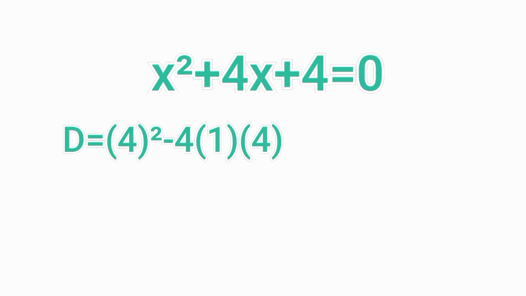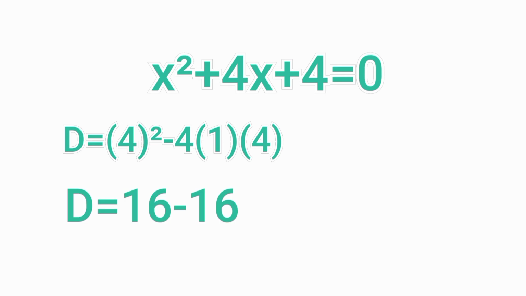D equals b, in this case 4, squared, minus 4, and a is 1 and c is 4. So now the first thing we are going to do is multiply 4 to its second power, and then you get 16. And in the other part of the equation, you multiply 4 by 1, and it stays the same, but you multiply it again by the other 4 and you get 16. So now you just subtract 16 from the other 16, which means that the answer is 0.